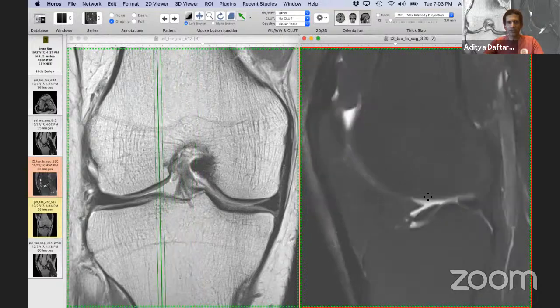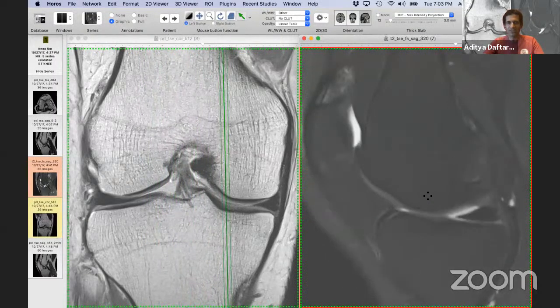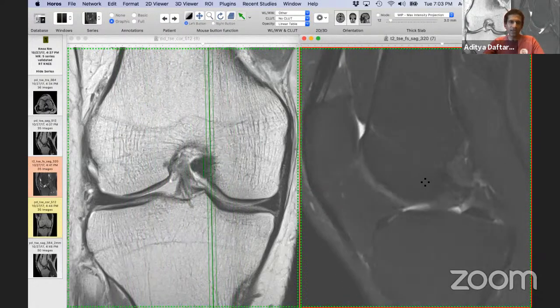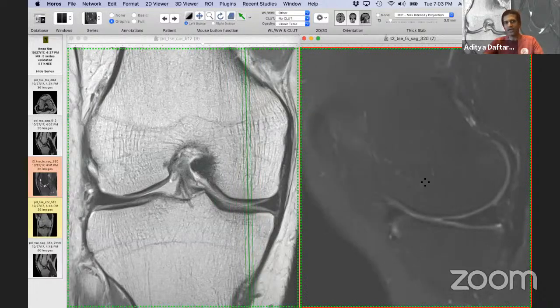The other thing you can see in this sequence oftentimes is that if there is bone marrow edema within the bone, then that will appear bright. So fluid and bone edema appear bright, and these are very good friends of ours whenever we're reading MRI, as you will see as time comes.